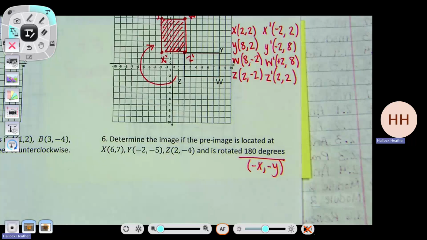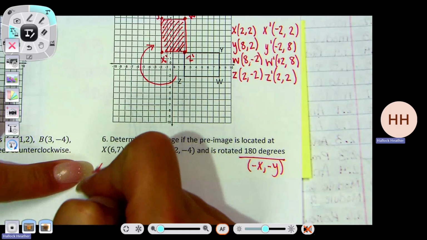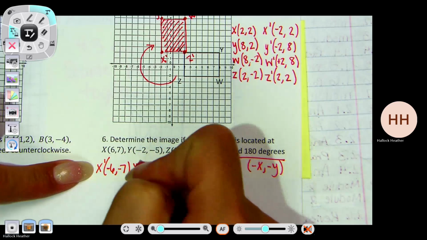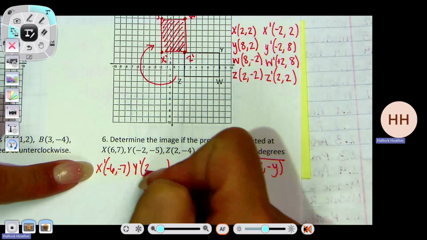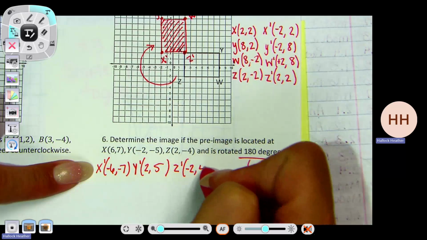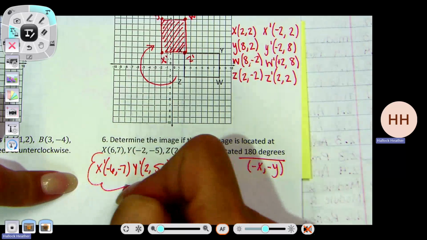So 180 is negative x, negative y. If it's positive, it turns negative. If it's negative, it turns positive. Okay, so what's x? Negative 6, negative 7. Then 2, 5. And then 2, 5. And then z? Negative 2, 4. That was easy. Nice. How do we feel?